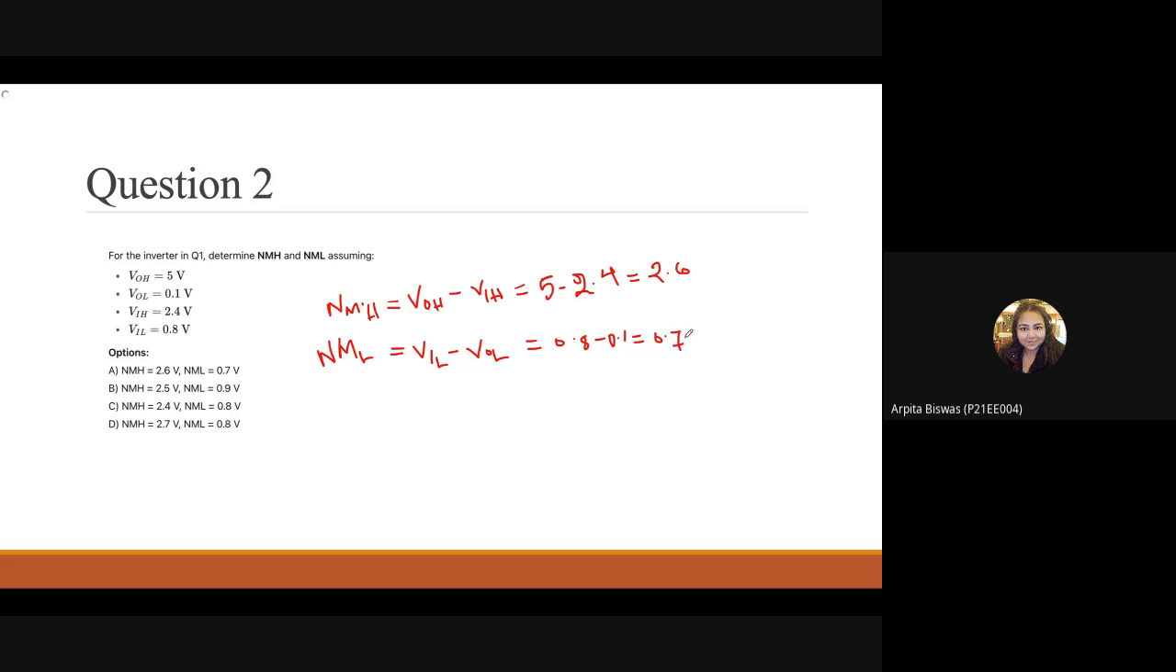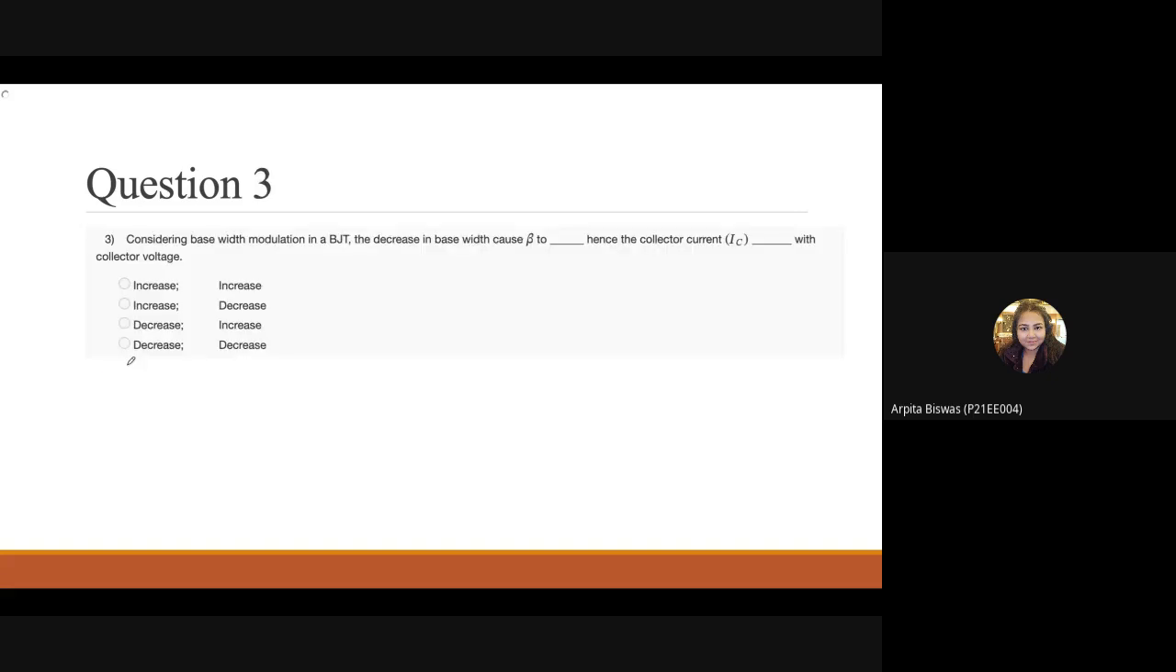0.7 volt. So the right option is option A. Okay, so next we move towards question number 3. Considering base width modulation in a BJT, the decrease in base width causes beta to dash, hence the collector current IC dash with the collector voltage. Option A is increase, increase, option B is increase, decrease, option C is decrease, increase, and option D is decrease, decrease. So go through the question carefully.